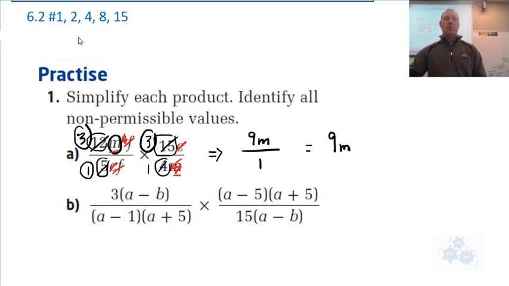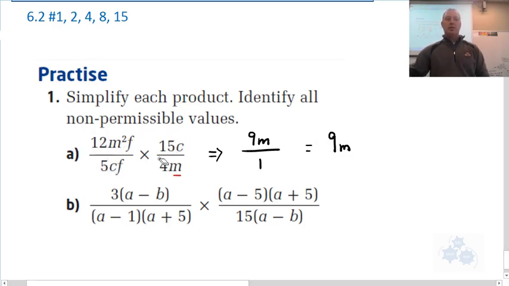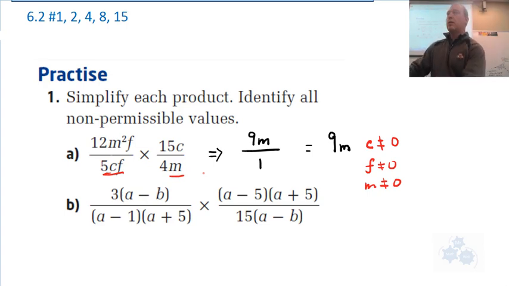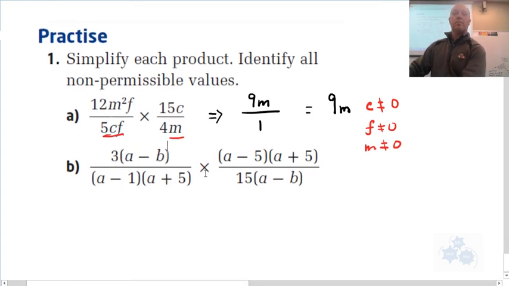Now the non-permissible values, let's erase all this. So the non-permissible values: C cannot equal 0, F cannot equal 0, and m cannot equal 0. So nothing in the denominator, as far as variables go, can equal 0. Okay, is that the correct answer there? I didn't miss anything? Anybody else get that?